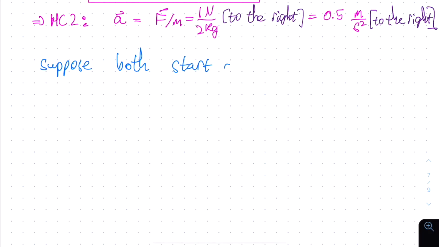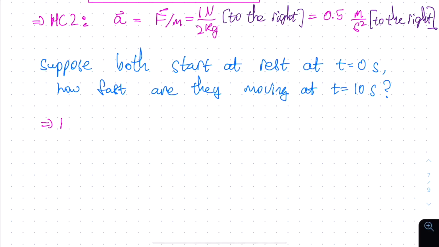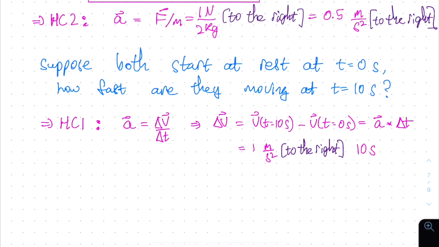Now suppose both hovercraft start at rest at time t equals 0 seconds. Now let's ask the question, how fast will the two hovercraft be moving after 10 seconds? Let's start with hovercraft 1. Now we remember that acceleration is the change of velocity, delta v, divided by the change in time, delta t. Now delta v is equal to the velocity at time t equals 10 seconds minus velocity at time t equals 0, which itself is 0. And that is all going to be equal to acceleration times the change in time delta t. Plugging in the acceleration, 1 meter per second squared to the right, and the change in time, 10 seconds, we can cancel the seconds in the numerator and denominator to get the delta v, or the velocity at the end of 10 seconds, is going to be 10 meters per second to the right.